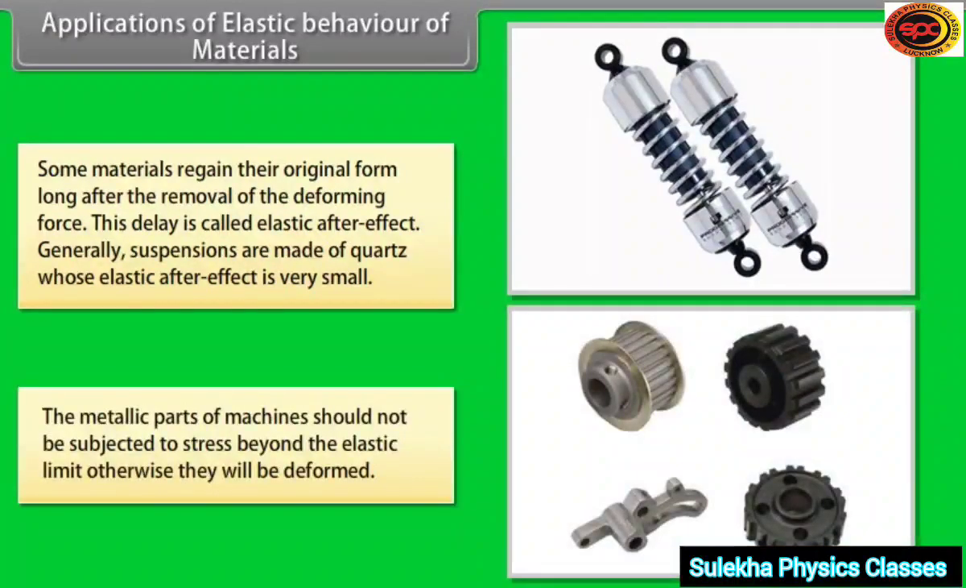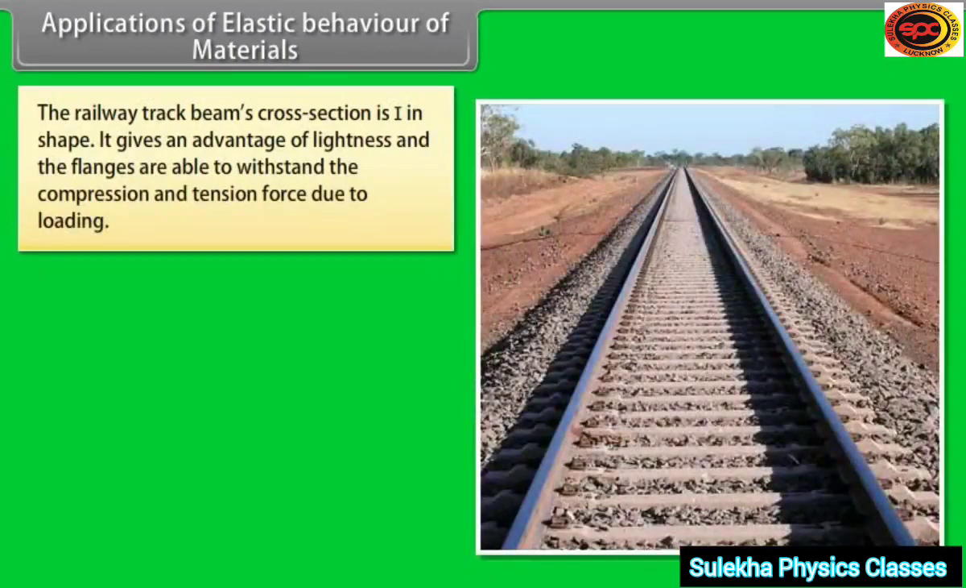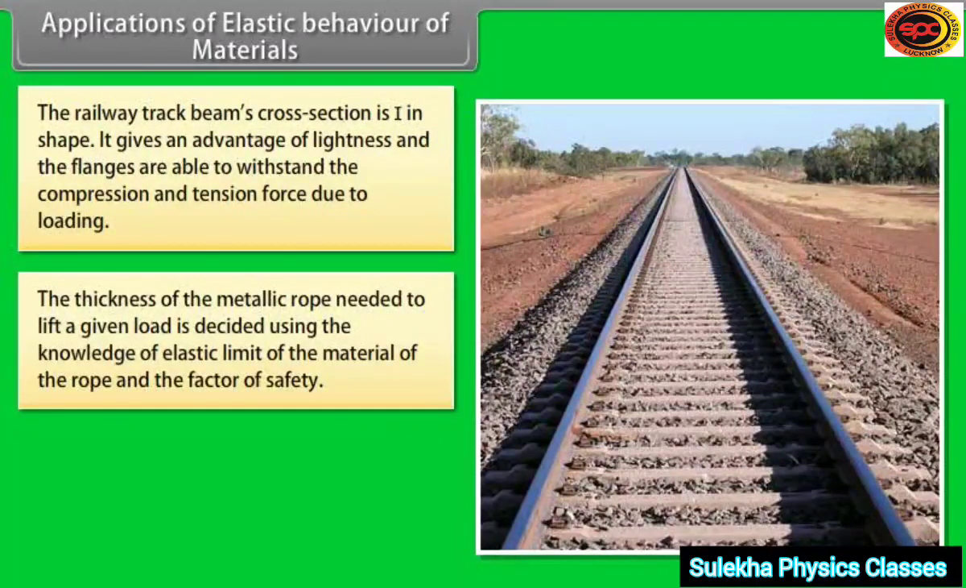The metallic parts of machines should not be subjected to stress beyond the elastic limit, otherwise they will be deformed. The railway track beam's cross-section is I in shape. It gives an advantage of lightness and the flanges are able to withstand the compression and tension force due to loading. The thickness of the metallic rope needed to lift a given load is decided using the knowledge of elastic limit of the material of the rope and the factor of safety.